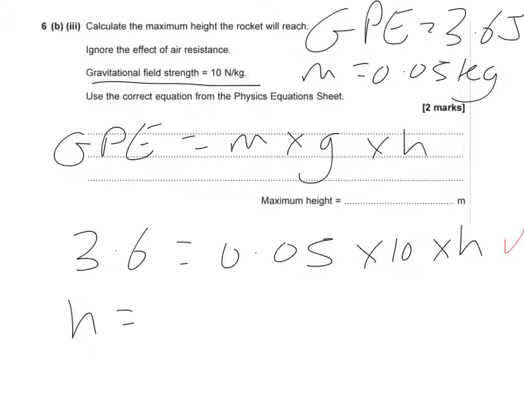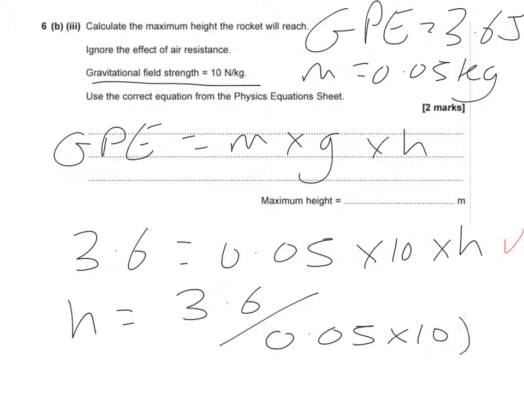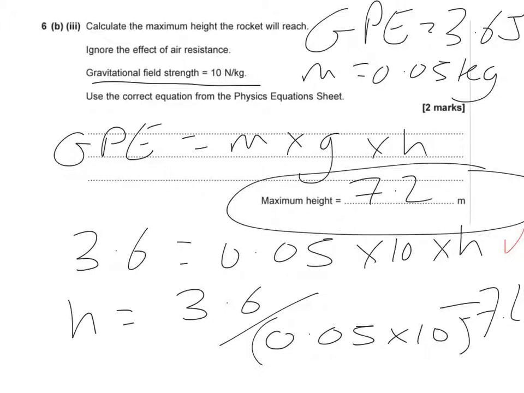Rearranging gives us that H is equal to 3.6 divided by (0.05 times 10). That gives an answer of 7.2. So we can put that into the correct box there, and 7.2 is our maximum height reached. Again, the correct answer is the second mark.